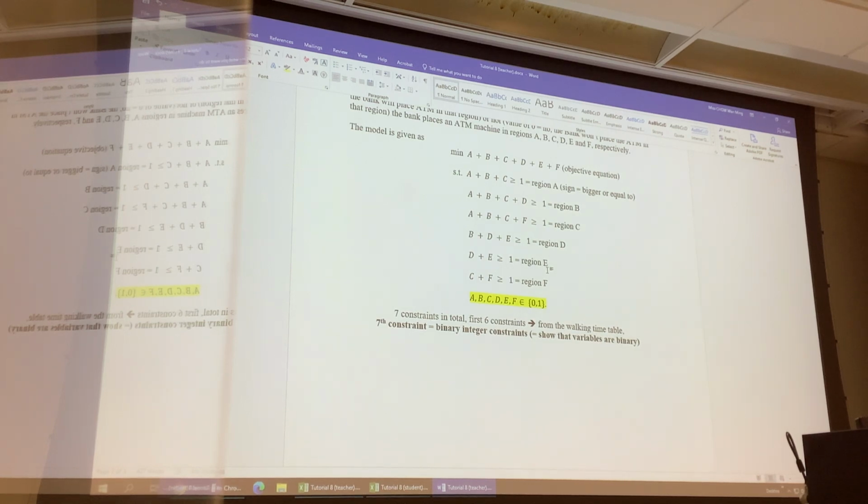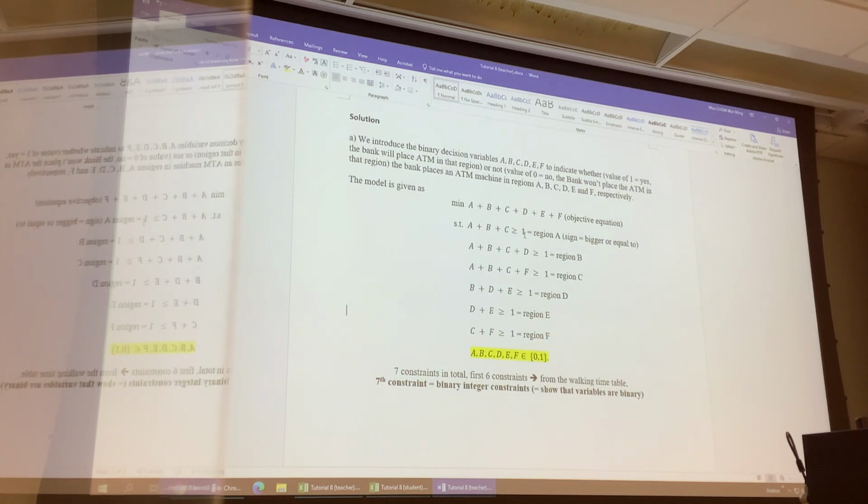So that is part A. Do you have any questions? Can you all follow for this one? Remember that for the seventh constraint, that is equal to the non-negative constraint, right? But for the binary integer, you have to include this to show that you know that is binary constraint questions. Okay, so that is part A, and then we can go to part B, if you can all follow.